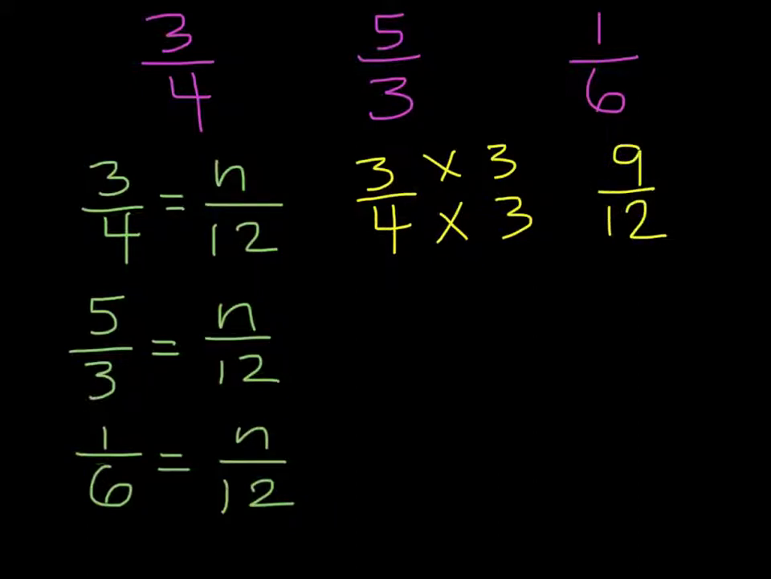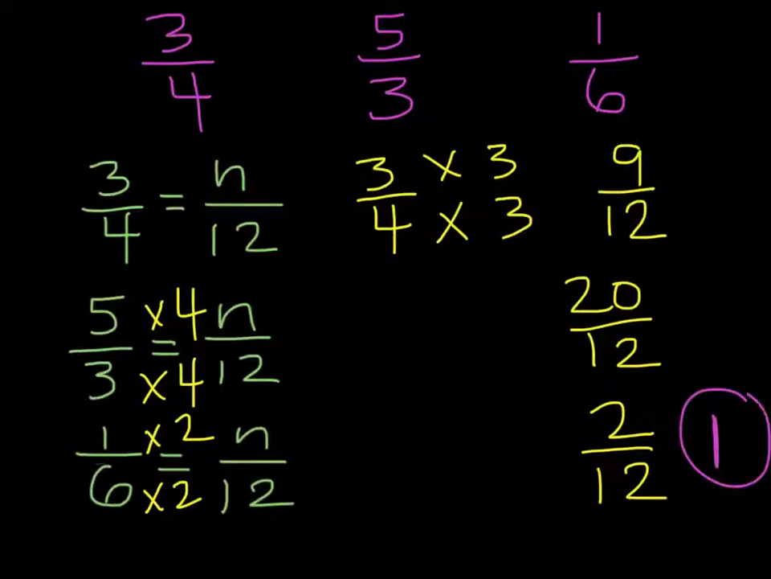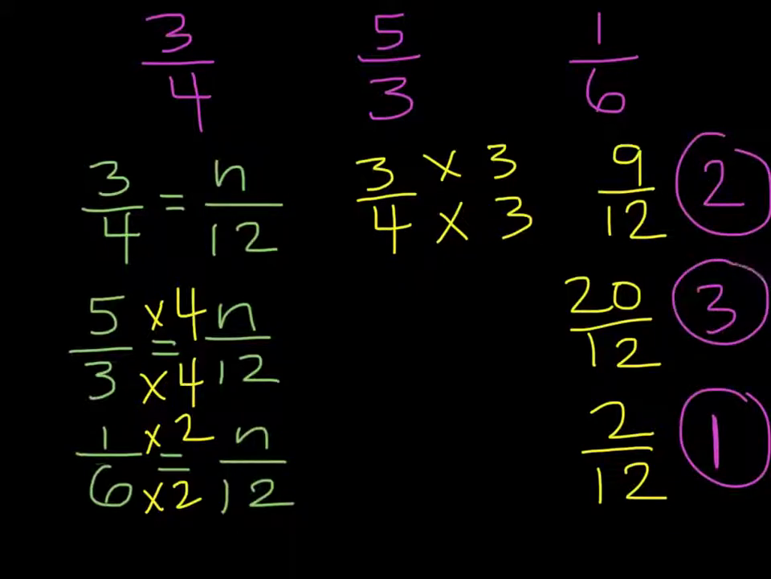Here, same thing, this time I'm going to do it times 4, which is going to give me 20 over 12. And for the last one, times 2, 6 times 2, 1 times 2, gives 2 over 12. This time, let's figure out the order from least to greatest. The smallest number of pieces is going to be 1 over 12, so that's my least, then my second largest, and my greatest.